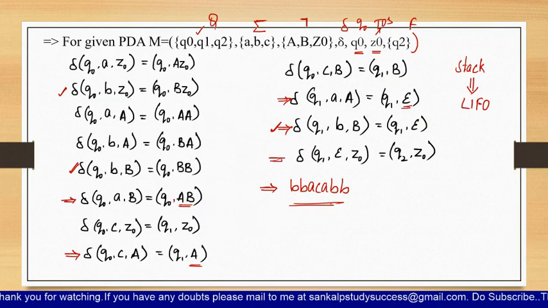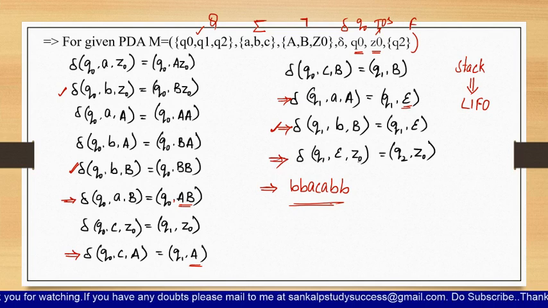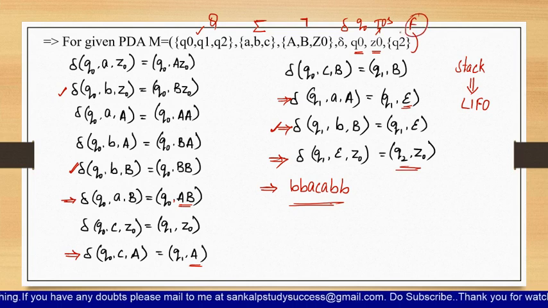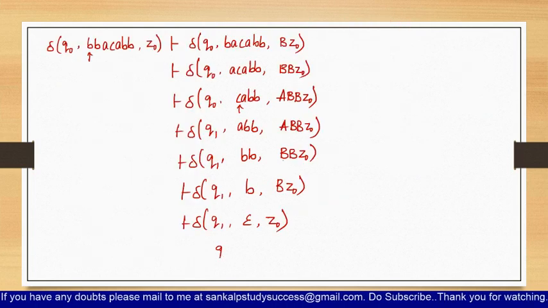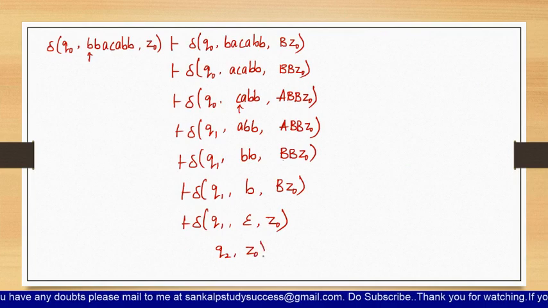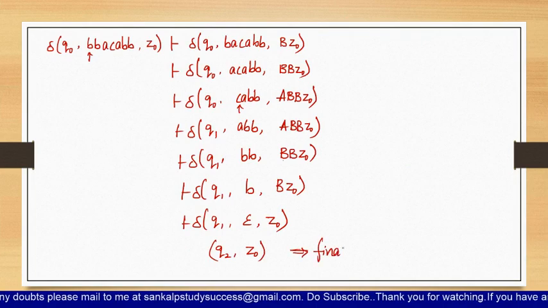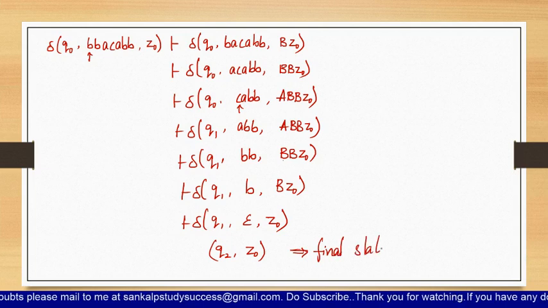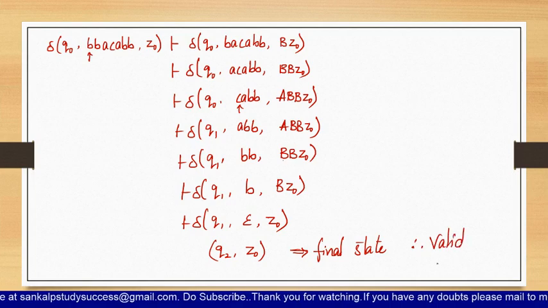The last one is the move for Q1, epsilon and Z0. For this, the move is Q2 comma Z0, where Q2 is the final state. So Q2 comma Z0. Here we have reached the final state. By processing each and every input symbol in our input string, we have reached from the initial state to the final state. So we can say that the given input string is valid.